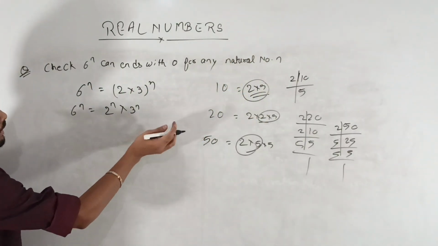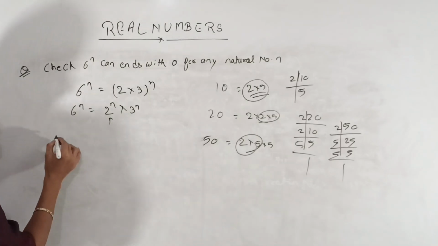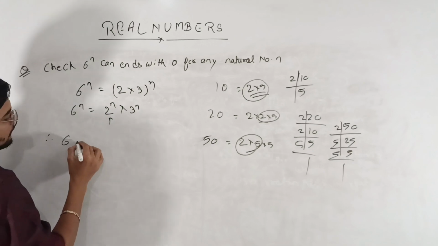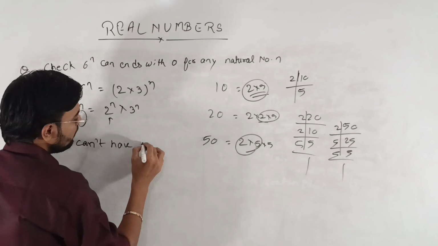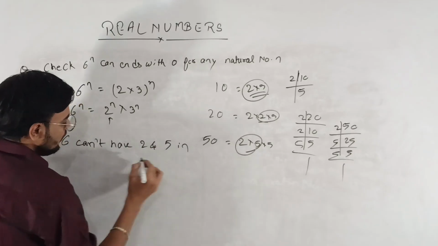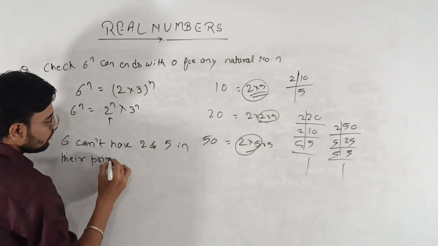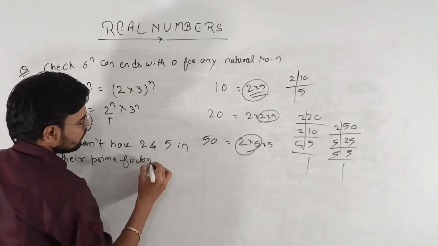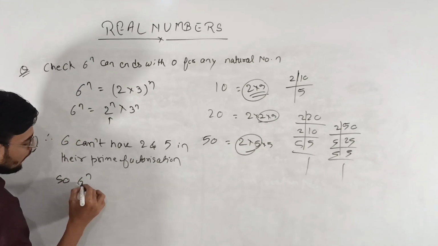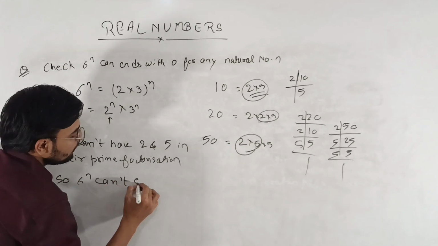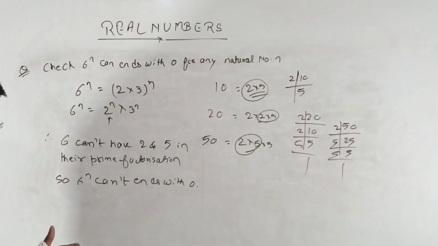And look, 6 doesn't have both 2 and 5. 6 only has 2, not 5. Therefore 6 cannot have 2 and 5 in its prime factorization. So 6 to the power n cannot end with 0. Okay, understood? Let's see it again.